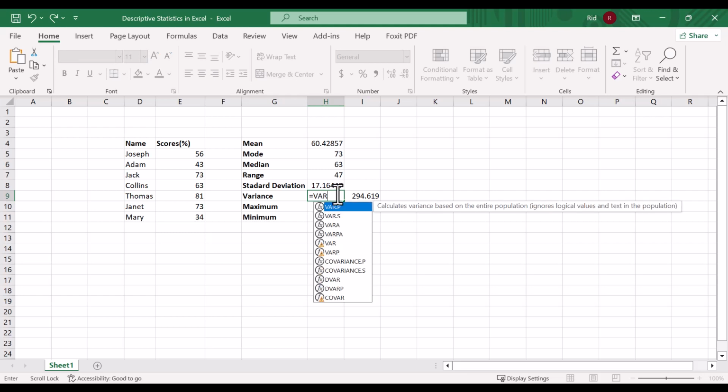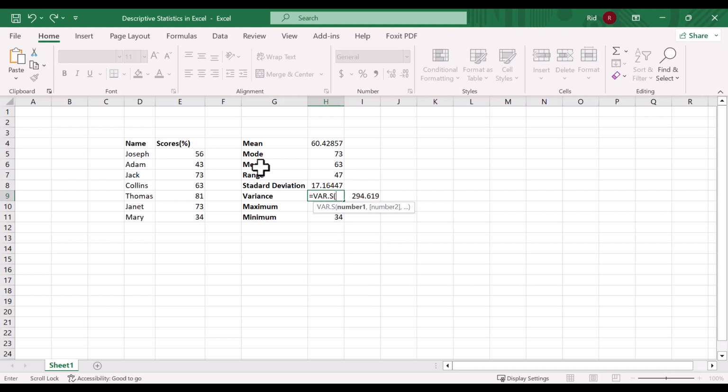So we can use the variance function. You can also see we have variance on a population and variance on a sample. Even from the mathematical formula, they are both different. So we're going to be using the variance on a sample, which is going to be this. Then we highlight our scores and close the bracket. You can see we're having the same value. So whichever you choose, either you square the standard deviation or use the variance formula.